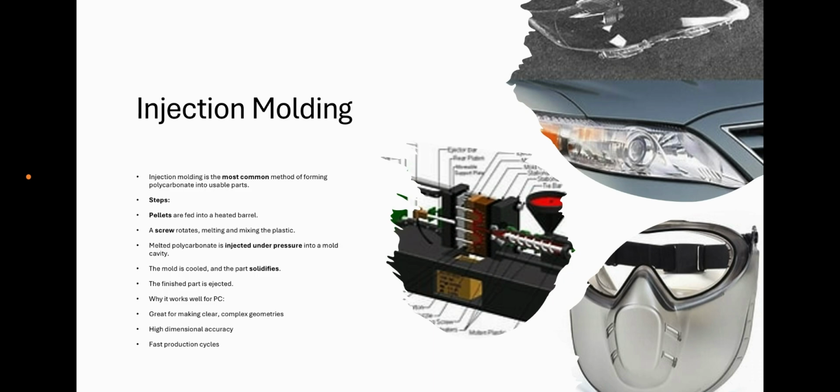Injection molding. Injection molding is the most common method of forming polycarbonate into usable parts. The steps are: pellets are fed into a heated barrel. A screw rotates, melting and mixing the plastic. Melted polycarbonate is injected under pressure into a mold cavity. The mold is cooled and the part solidifies.